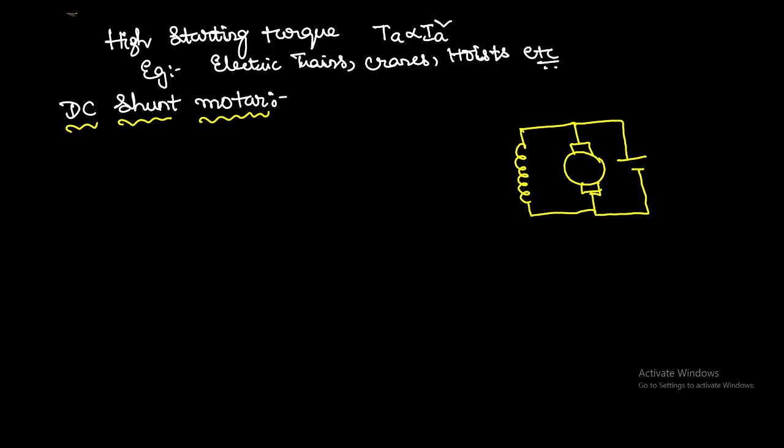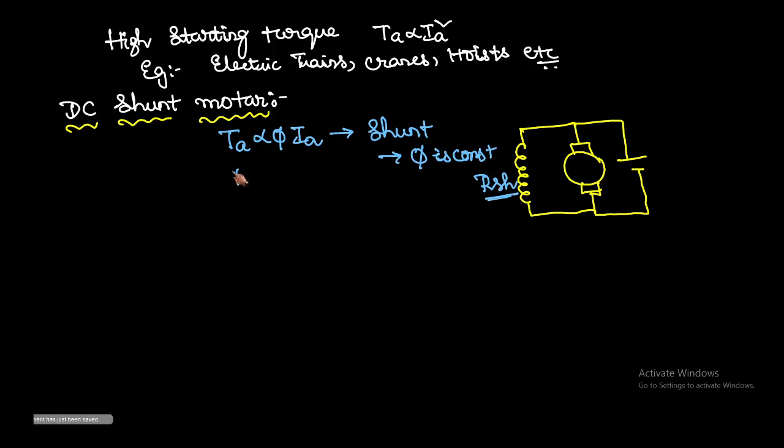So let us write the equations we are going to use here. The armature torque is proportional to the product of phi into Ia. In case of a shunt machine, flux is constant, because once the machine is designed, we are not going to change this field resistance, that's why the flux is constant. So the armature torque is proportional to Ia only. That is the first equation. Let us see the equation of the speed. Speed is Eb by phi.